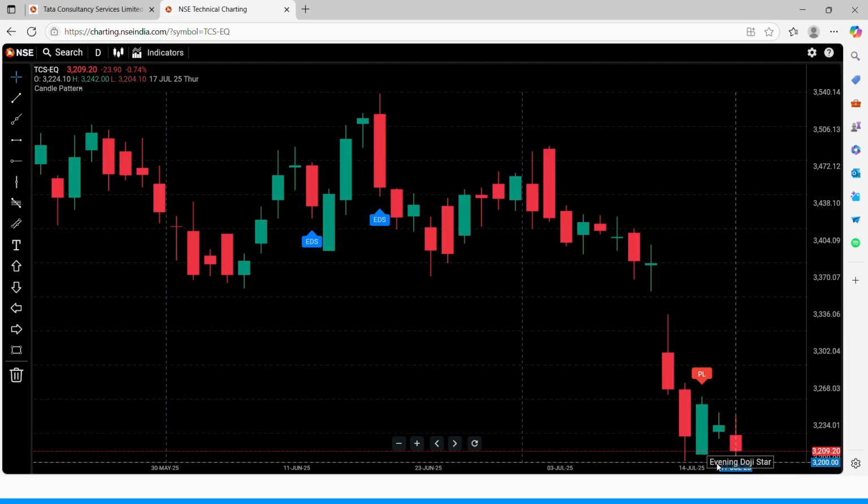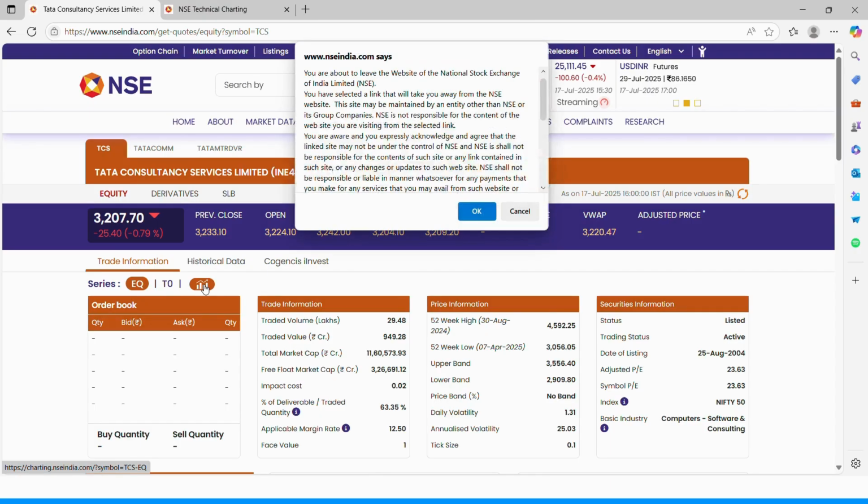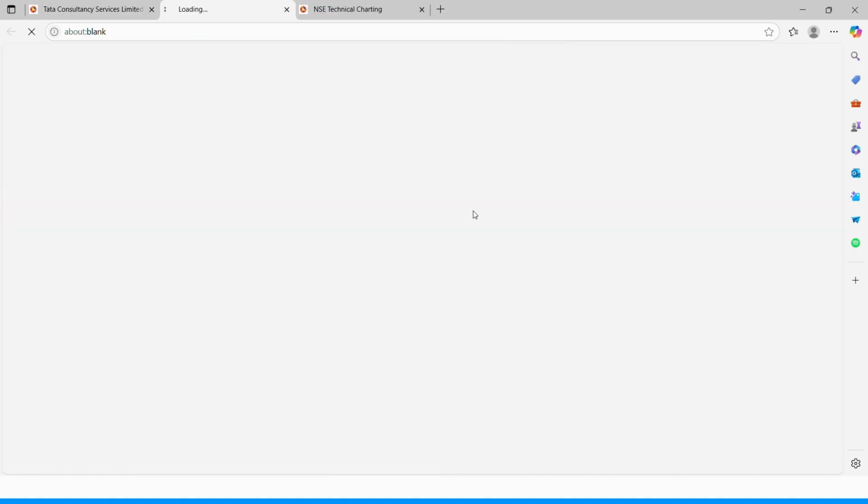So I will take you to the National Stock Exchange portal. So here is the NSE website. In this NSE website, I have already searched for Tata Consultancy Services. So here is the stock price, opening price, closing price. And here if I click on this particular icon, it opens a new window, and that new window will take me to the graphs that I can plot.